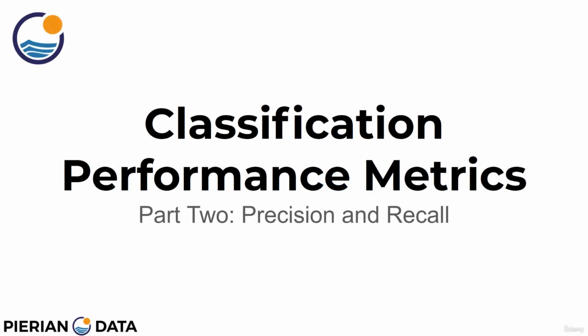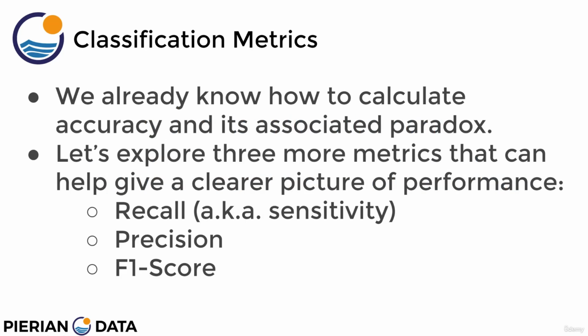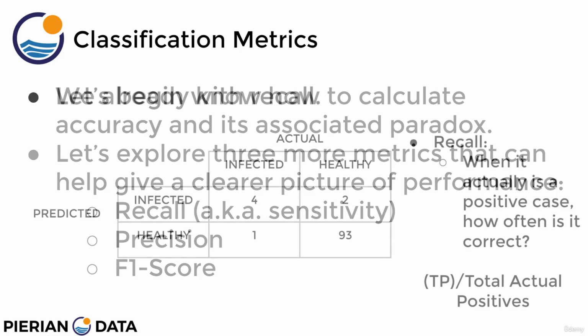Welcome back, everyone, to our continued discussion of classification performance metrics. In part 2, we'll be discussing precision and recall. We already know how to calculate accuracy and its associated paradox in the case of imbalanced classes. Let's now explore 3 more classification metrics that can help give a clearer picture of performance. And those are recall, otherwise known as sensitivity, precision, and then an F1 score, which essentially combines recall and precision.